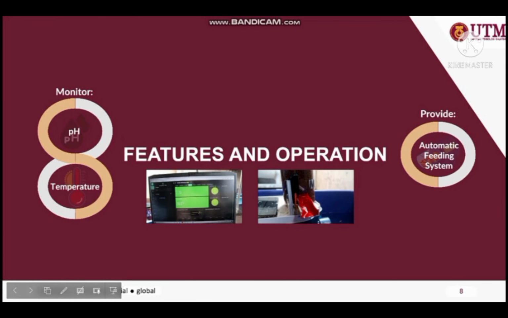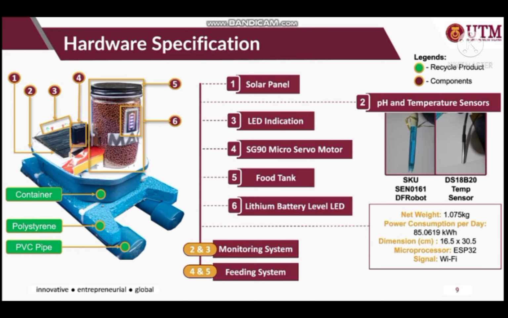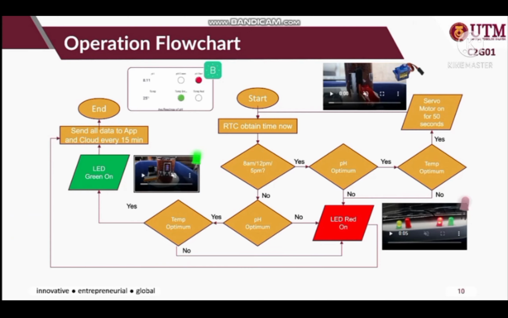Features and operation. In this section, we will explain the features of our product in detail and how the device operates. Hardware specification. Our product consists of solar panel which allows the device to charge using solar energy, pH and temperature sensor for monitoring these parameters, LED indicators for indicating if the pH and temperature are optimum, SG90 micro servo motor which controls the opening of the feeding pot, food tank to preserve the fish food, lithium battery level LED to indicate the battery life.